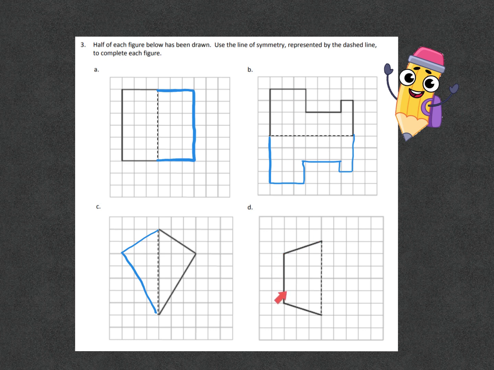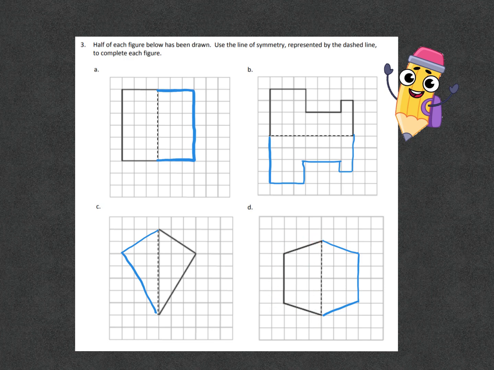Figure D, we can see that we have a trapezoid against our line of symmetry. To make our first line of the trapezoid, we are going to go to the right 3 units and down 1 and connect this point to our top. To create the second line of our trapezoid, we are going to go straight down 4 units. To create our final line of the trapezoid, we are going to connect our second line to our line of symmetry. Now you can see we have created a mirror image of the figure to the left of our line of symmetry.